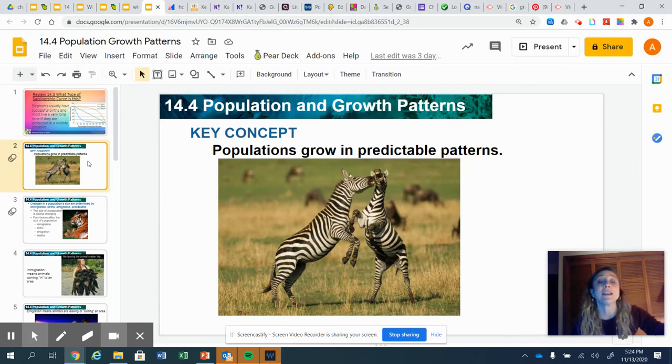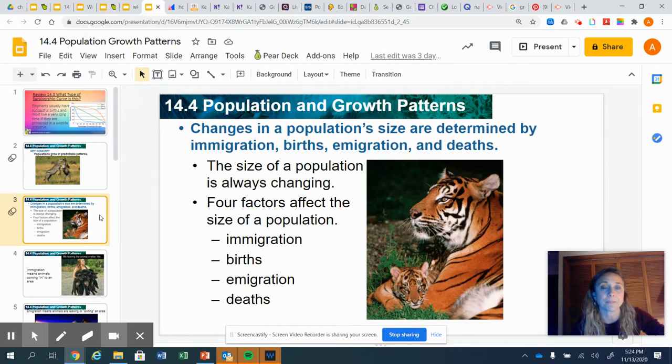All right, so now we're talking about population and growth patterns, and they should be fairly predictable, actually, in nature. Something that's going to change a population size could be immigration, births, the birth rate, how many are being born, emigration, that's how many are leaving, and how many die. Okay? So it's always changing. These are the 4 factors that could possibly affect it.